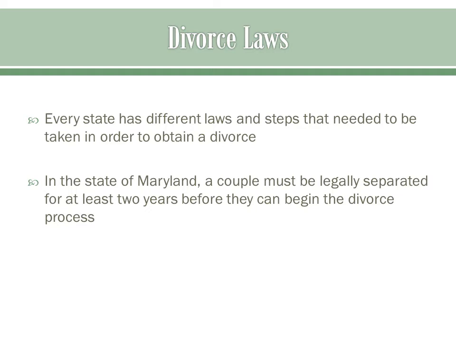Divorce laws. Every state has different laws and steps that need to be taken in order to obtain a divorce. In the state of Maryland, a couple must be legally separated for at least 2 years before they can begin the divorce process. And within that 2 years, they cannot have any sexual or physical contact with one another.